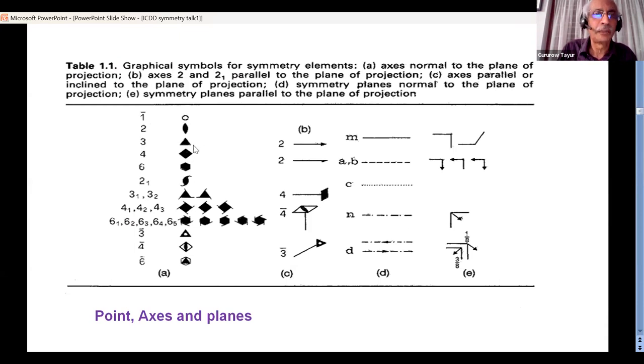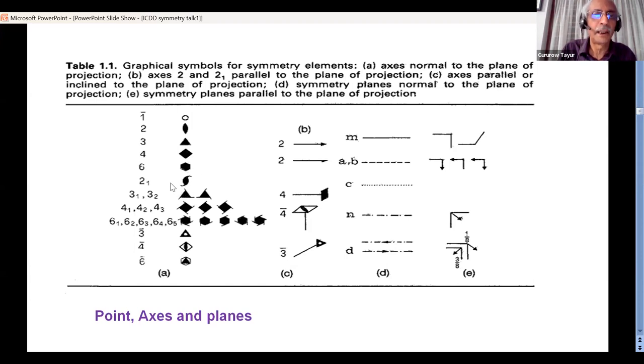The representation of this type, which is shown here, is telling us that this rotation axis is coming towards you from the screen, or it is going into the screen, either way. So the direction of the operation is mentioned as well. The direction of the axis is also mentioned.